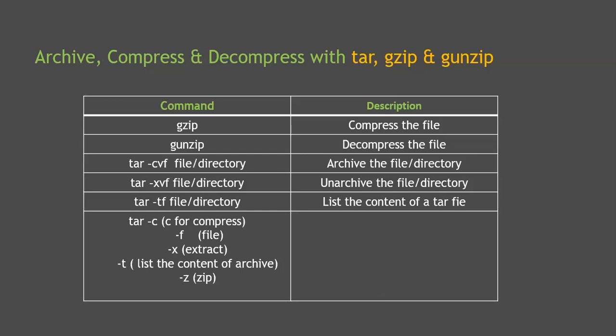Welcome back. Now we'll talk about tar, gzip and gunzip commands. What is the purpose of these commands? The gzip command will compress the file and the gunzip command will decompress the file, and tar will archive and extract the file or directory. So what is the use, and when do we use these commands?